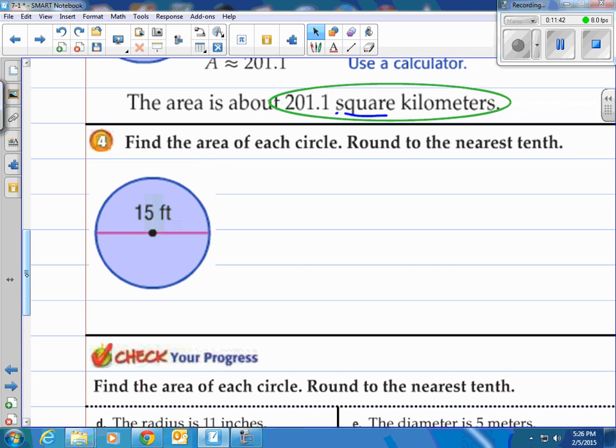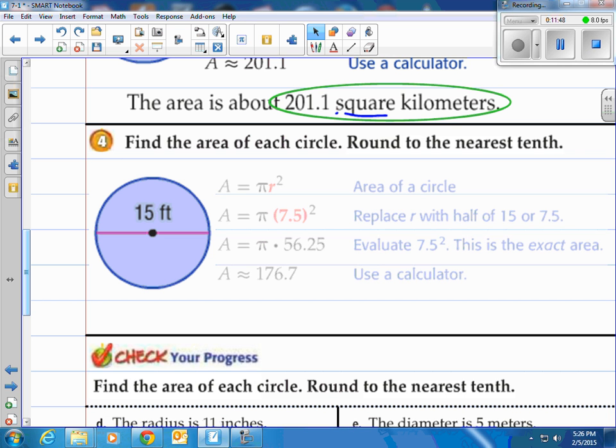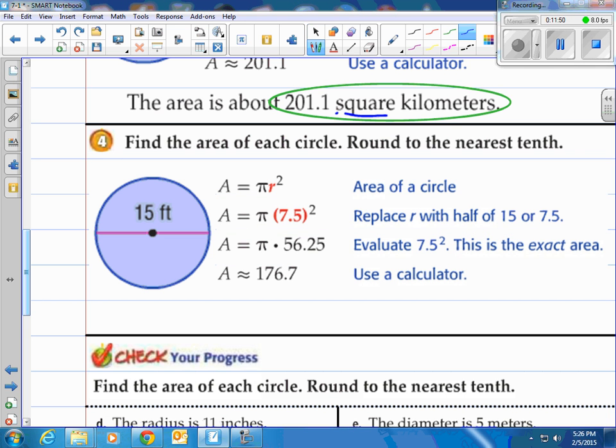How about the second one? Notice they don't give us the radius, they give us the diameter. So the diameter is 15 feet. The first thing you have to do is find out how much just this part is right here, the radius. Well, take 15 and divide it by 2. When we do that, that equals 7.5 feet.